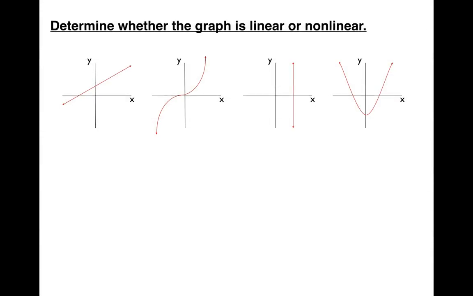So right now, we're going to take a quick glance and see which graphs are linear and which are nonlinear. So here I would say the first one's definitely linear because it's a straight line. The next one is not exactly straight, so I would call this nonlinear. This one is a straight line, so that's linear, and this one is not a straight line, therefore it's nonlinear.